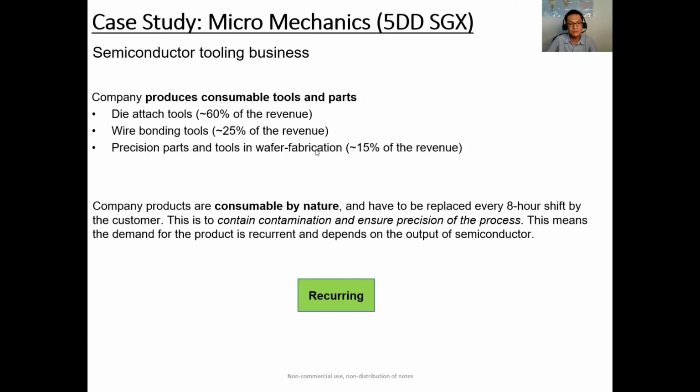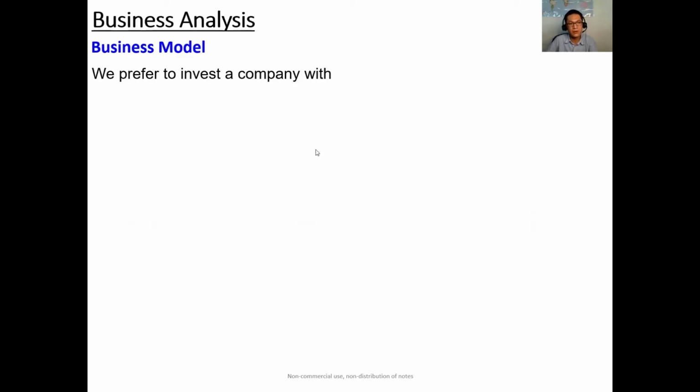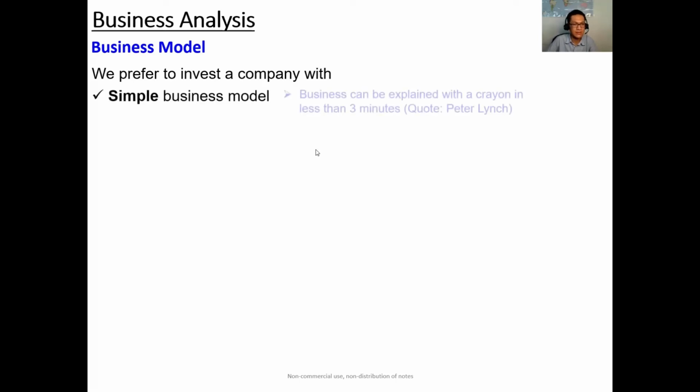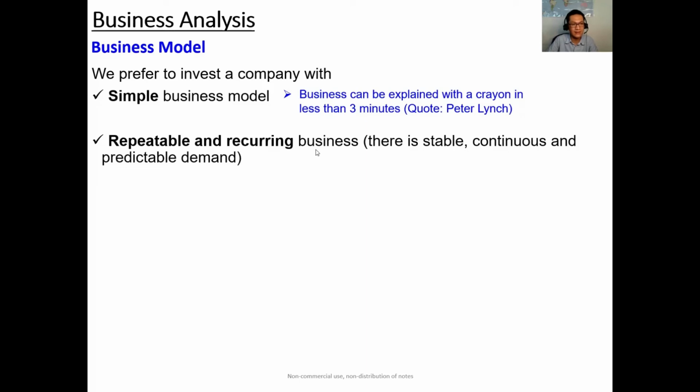This is something that we prefer because it's predictable. We prefer to invest in a company with a very simple business model, meaning the business model can be explained easily in less than 3 minutes, and it is a repeatable and recurring business, meaning there is stable, continuous, predictable demand. Not companies where the customer has to buy the product only once, or where there is no stable or continuous demand.